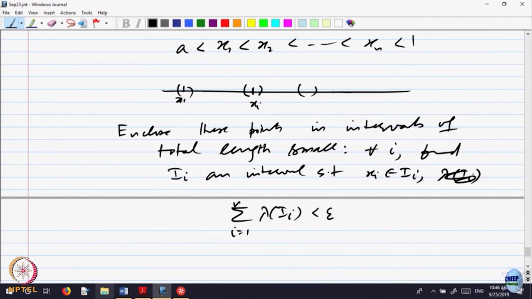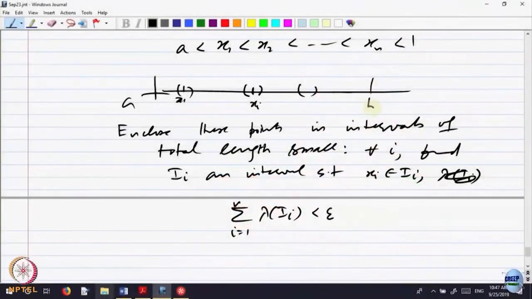Around every point find an interval of length epsilon by n. So when you add up all this finite number, the total length will be epsilon by n plus epsilon by n, n times, that will be epsilon. Okay. Here is my A and here is my B. Now these intervals have got some endpoints like this. These points give me a partition of the interval AB. So what are the partition points? A, one point here, next point here, and so on.